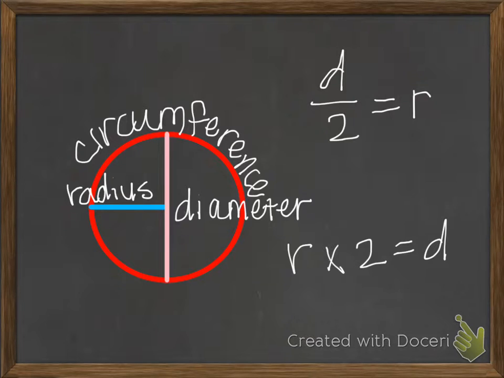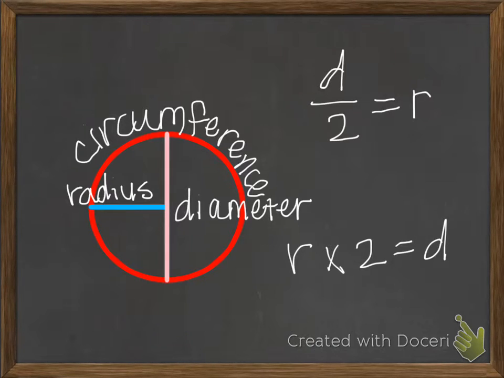Now, the cool thing about circumference is there are formulas for it, and they are given to us on our reference sheet. So when you see the word circumference anywhere in a word problem, you're going to want to automatically go to your reference sheet so that you can see which formula you need to use.